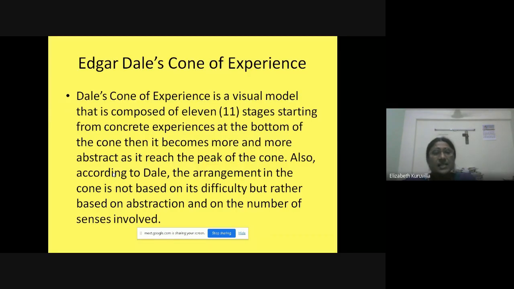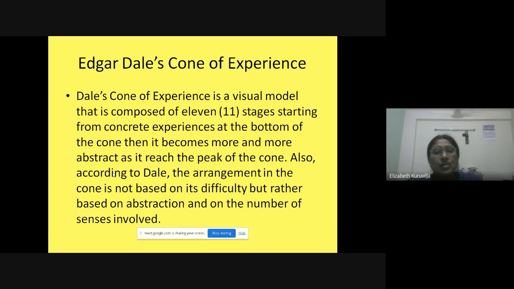So the basis of teaching aids is Edgar Dale's cone of experience. What is this cone of experience? It is a visual model composed of 11 stages, from the concrete experiences at the bottom to the more abstract at the highest part of the cone.